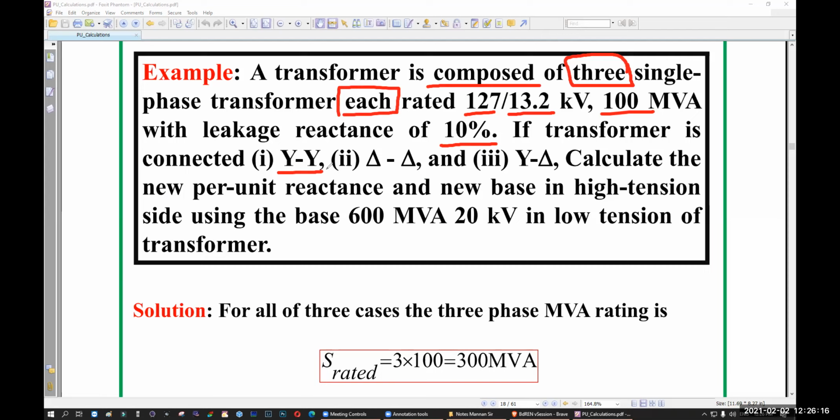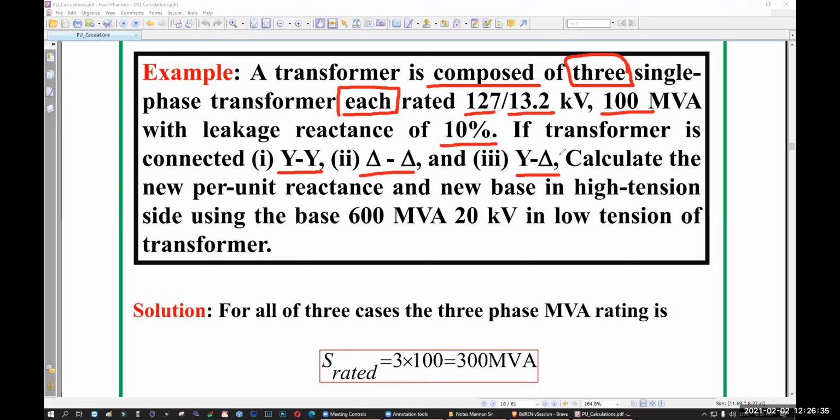If the transformer is connected at YY, someone asked me a question, sir, what is YY, delta Y, and Y delta, right? Who asked me this? Some of you, right? Yes, sir. Okay. The connections are YY, delta delta, and Y delta connection.